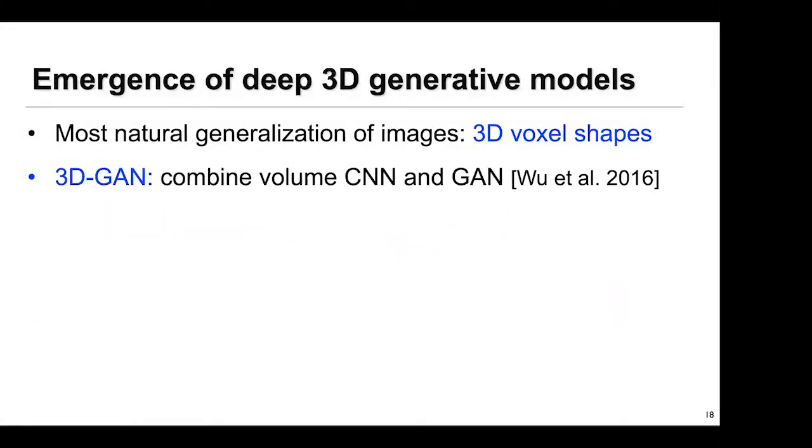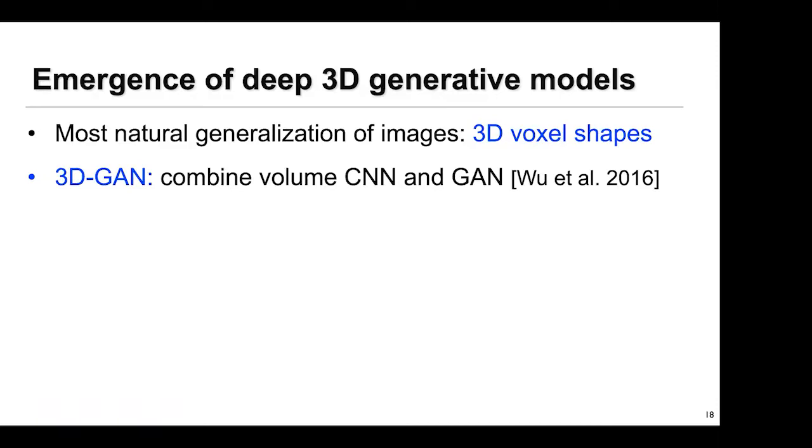However, the study of deep generative models has been an emerging topic for a while now. Certainly the first attempt is trying to build on the success of image generation and think of what is the most natural generalization or extension from that. And the answer would be voxel shapes, right? So I point to 3D GAN, which is one of the pioneering works from 2016. That method combines volumetric CNN and generative adversarial networks.